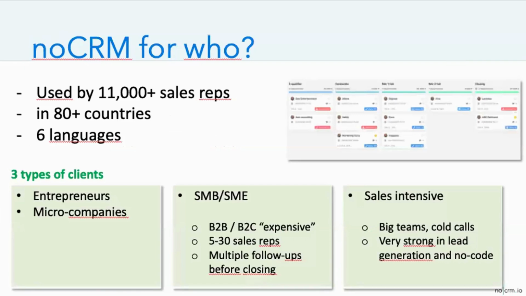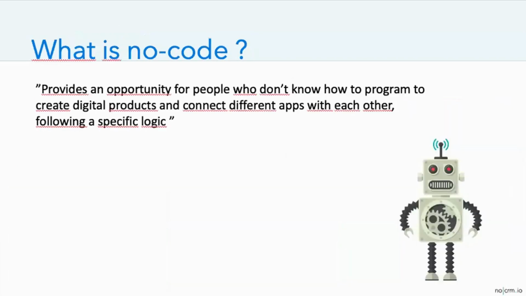noCRM is used by over 11,000 sales reps and managers in over 80 countries, and we support 6 languages: English, Spanish, French, Portuguese, German, and Italian. We offer several plans that cater to 3 types of clients: entrepreneurs and micro companies, SMBs, and more sales-intensive companies that have larger teams. They do a lot of cold calls, and they generate a lot of leads. These are the types of companies that go really well with noCRM.